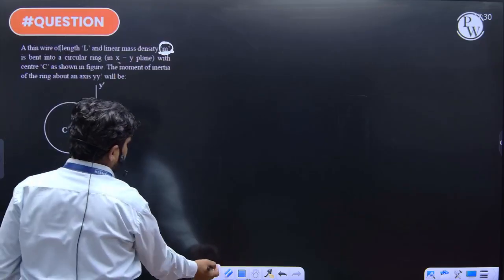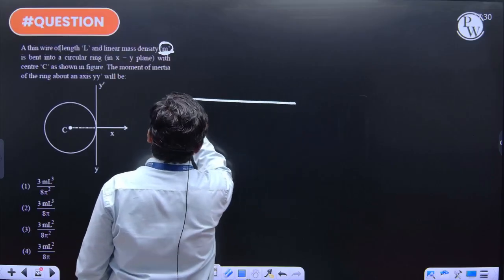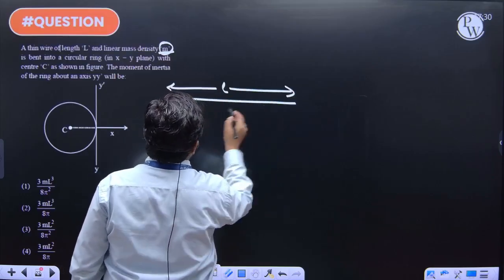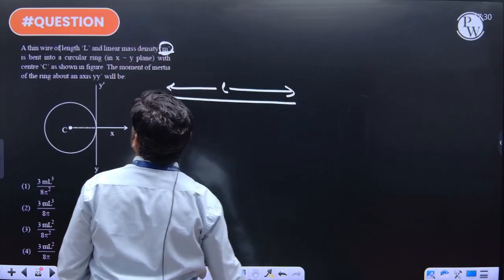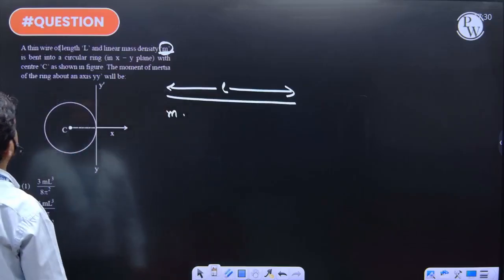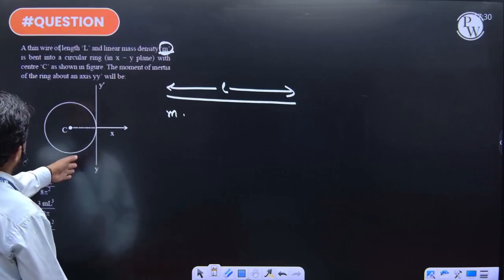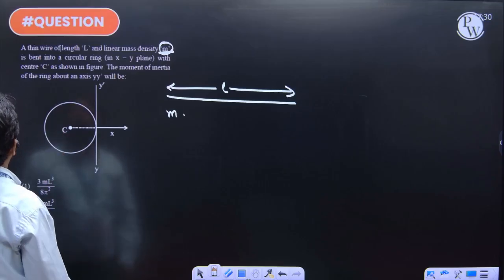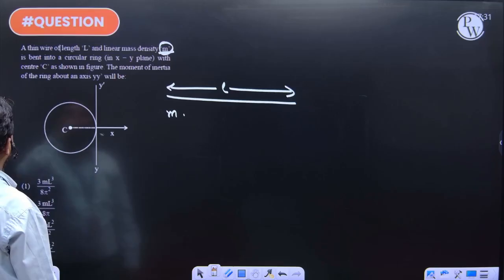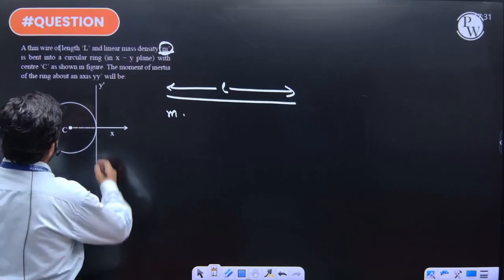So wire is having a length L. There is a wire. This wire is having length L and linear mass density is M. Is bent into a circular ring in XY plane. This is your XY plane. With a center C as shown in the figure, the moment of inertia of the ring about an axis y dash. What is its moment of inertia?